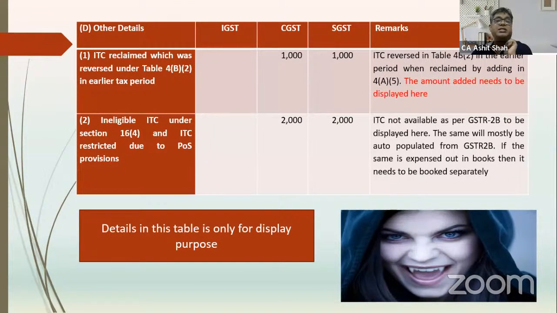Then ineligible ITC under section 16(4) and ITC restricted due to place of supply provision. Now what will happen? Ineligible ITC under section 16(4). The 16(4) क्या कह रहा है? That a taxpayer can claim the credit within a period till the due date of September or the date of filing of the annual return, वहां तक वो credit ले सकता है. बराबर है? Now, if the invoice is not reflected in 2B, then he has to put that disclosure over here in the ineligible ITC under section 16(4), and this would be auto-populated from GSTR 2B.